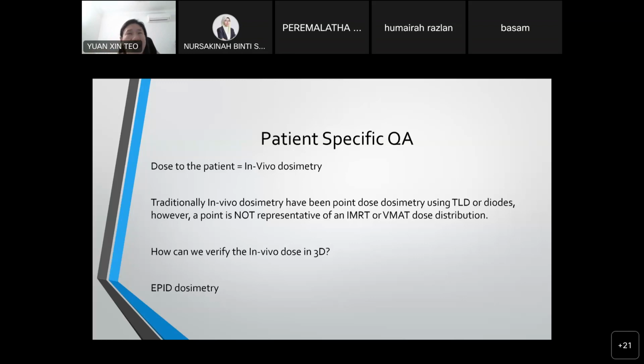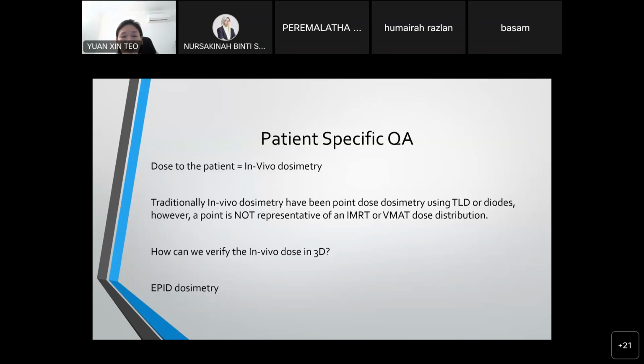Previously, before they developed 3D or 4D QA tools, normally they would do this point dose. Last time they would do not only one point, they would do multiple points. Maybe your plan has 100 segments, maybe they will do 10 points or 20 points. It depends on you how many points you want to select. But then how can we verify all this is correct?